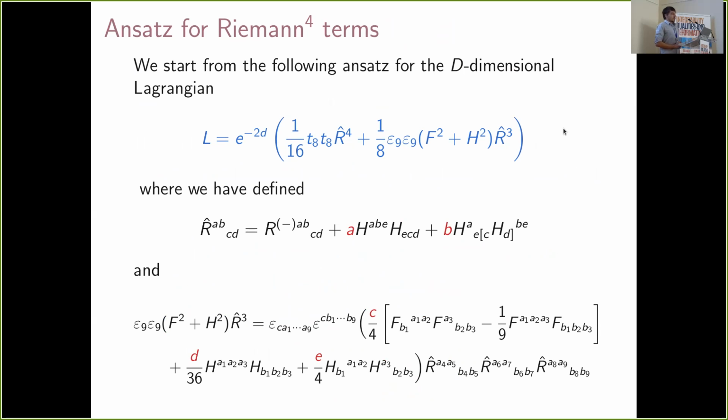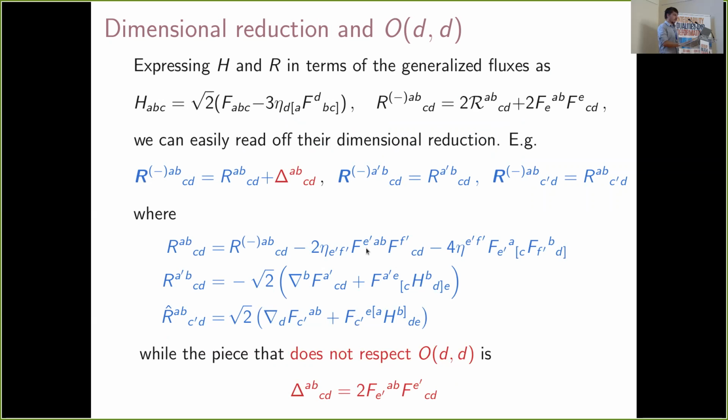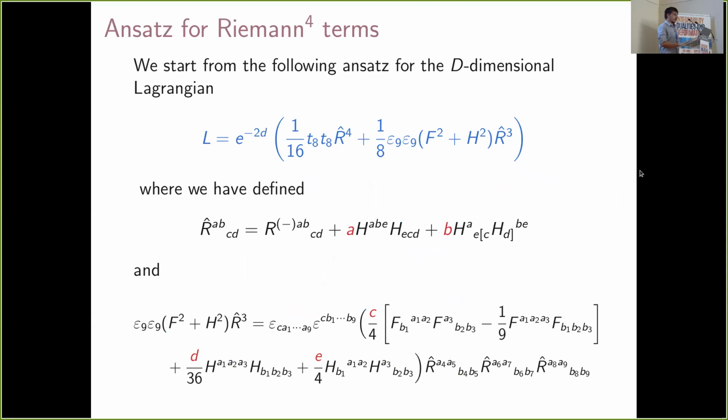Okay, and now we start from an ansatz for the 10-dimensional action, and then we reduce it, and we require that the terms that don't respect O(D,D), like the ones coming here, should cancel out. Okay, and we start from an ansatz that's inspired from what we know. So we have the T8 R to the 4th.